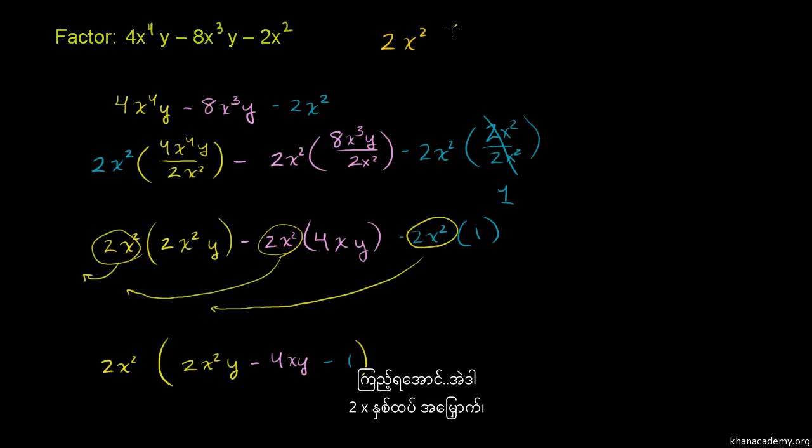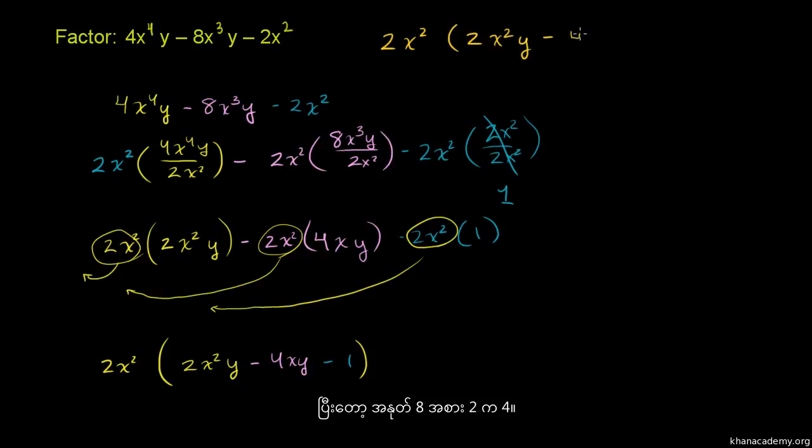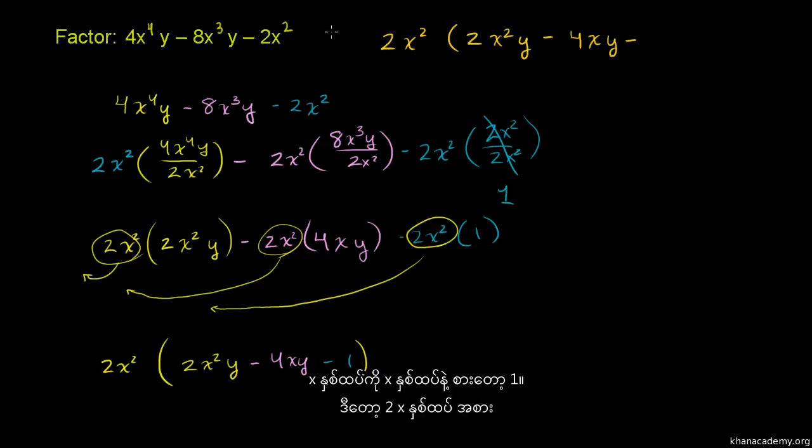So it's going to be 2x squared times. And what's this first term divided by 2x squared? Well, 4 divided by 2 is 2. X to the fourth divided by x squared is x squared. Y divided by 1. There is no y degree that we factored out, so it's just going to be y. And then you have minus 8 divided by 2 is 4. X to the third divided by x squared is x. And then you have y divided by 1, which is just y. And then you have minus 2 divided by 2 is 1. X squared divided by x squared is 1. So 2x squared divided by 2x squared is just a 1.